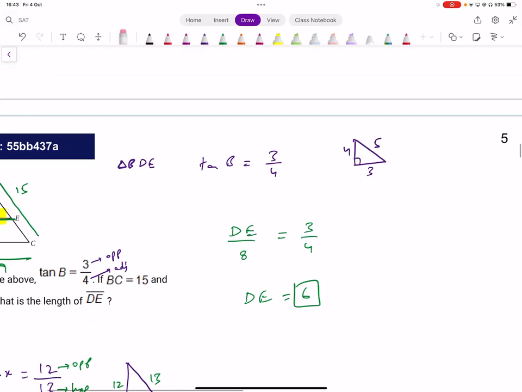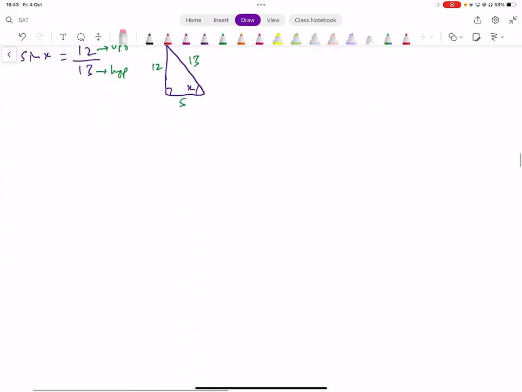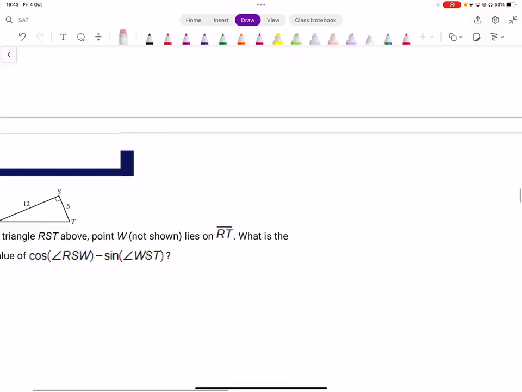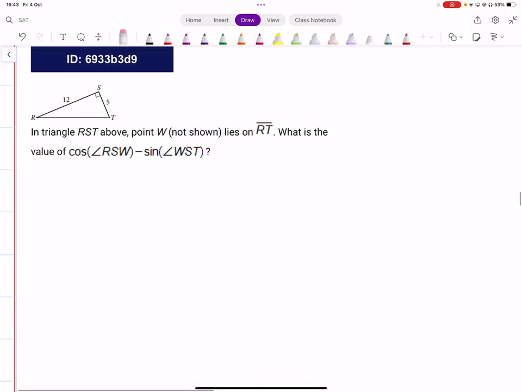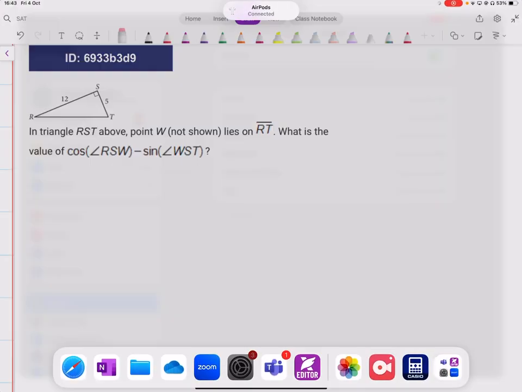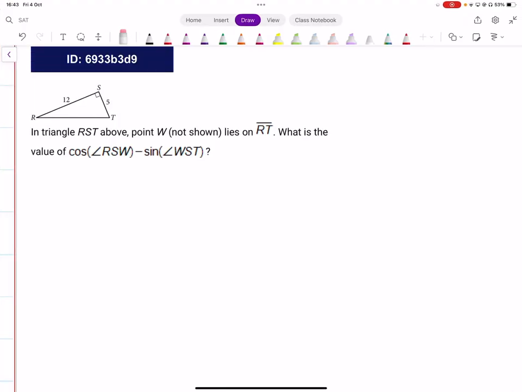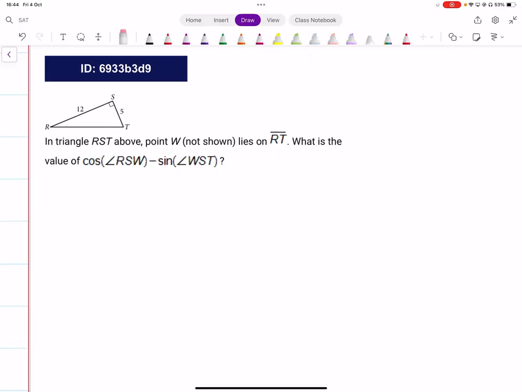That was question 5 from this. The next one is 7. All right. In triangle RST above, point W, which is not shown, lies on RT. What's the value of cos of RSW minus sine of WST?